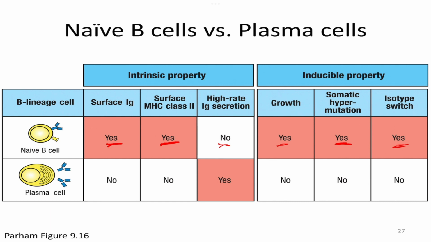A plasma cell makes secreted antibody. And that's it. You can see that it has no for all of these other things. It stops making B cell receptor on its surface. It stops presenting on class II. It's not going to grow. It's not going to mutate. It's not going to switch. It's just going to produce all the antibodies. And that's how we are getting antibodies at a very, very high concentration.